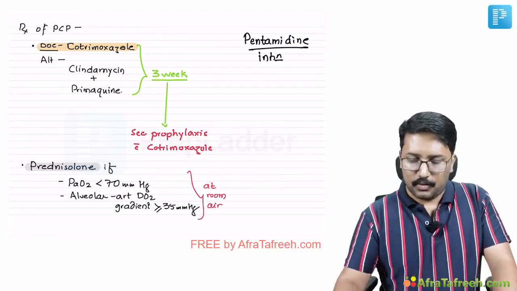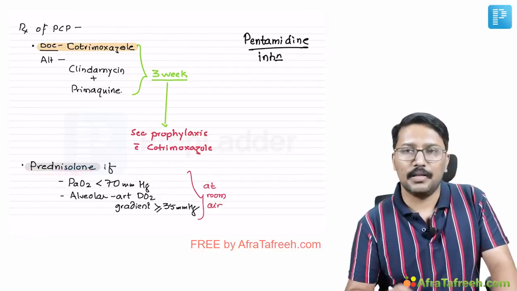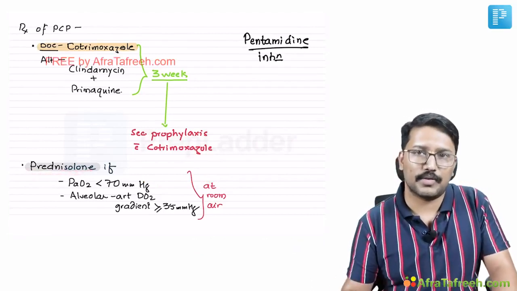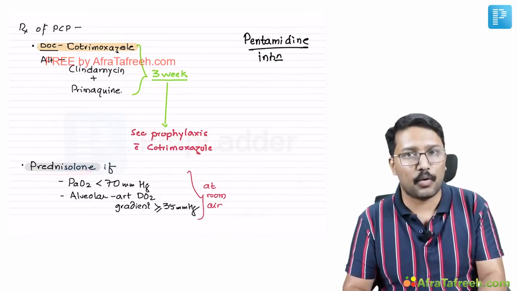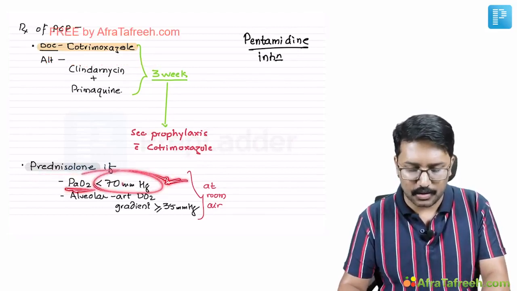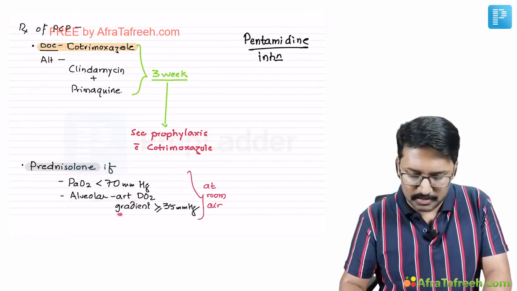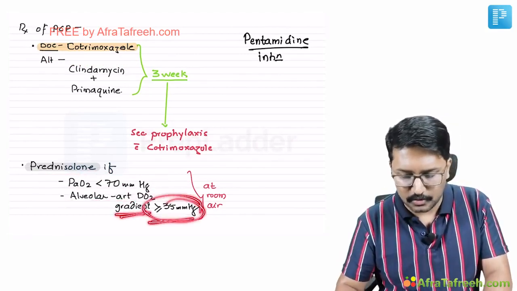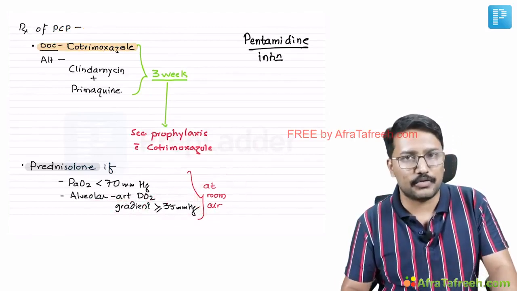Clear? Okay. Now there can be another MCQ asking you what is the role of steroids in patients with PCP pneumonia or Pneumocystis jirovecii pneumonia. So steroids are currently indicated if there is evidence of hypoxia, defined as PaO2 less than 70 millimeters of mercury or alveolar-arterial oxygen partial pressure gradient more than 35 millimeters of mercury at room air. In this case, you can add prednisolone.